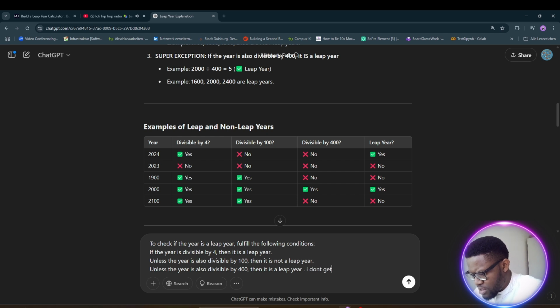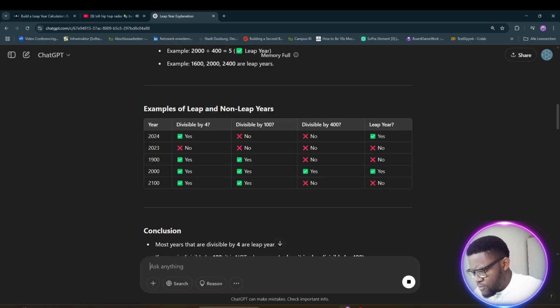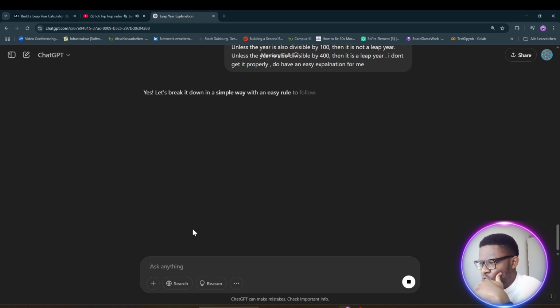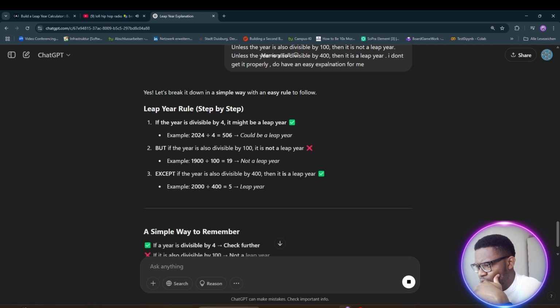I don't get it properly. Do you have an easy explanation? I don't know if there's a contradiction. Okay. If the year is divisible by 4, but if the year is also divisible by 100, it's not a leap year. Okay.